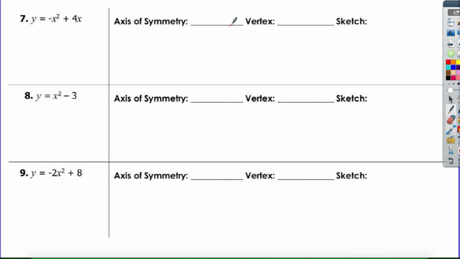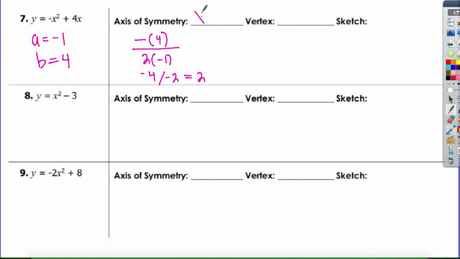I'm still trying to find the axis of symmetry, and in this example, our a is negative 1, our b is 4. What's missing this time is the plus c. That's because it is a plus 0. We don't need that information right now, but that is what's happening there. So to find the axis of symmetry, again, it is negative b over 2 times a. So that is negative 4 divided by negative 2, which gives us a positive 2. So our equation for the axis of symmetry is x equals positive 2.